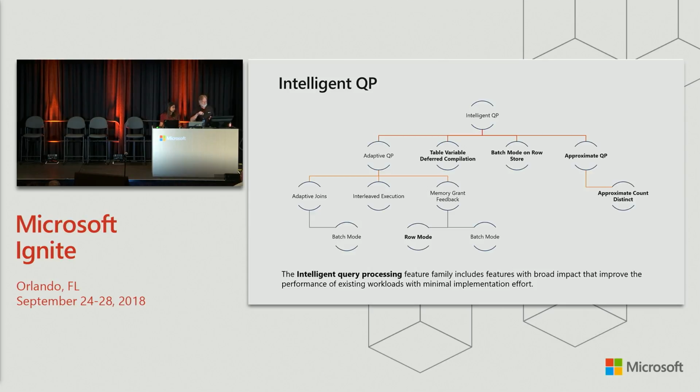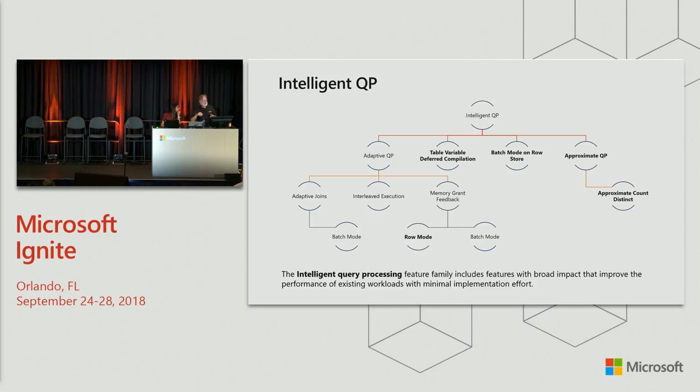Table variable deferred compilation. We had multi-statement table variable functions for iterative execution. Now we're deferring compilation on table variables until we have a good value on them. Batch mode on row store. So how many people have used batch mode joins and been really happy with the performance? Okay, how many people have been frustrated because you couldn't do it if you didn't have a column store in the query?